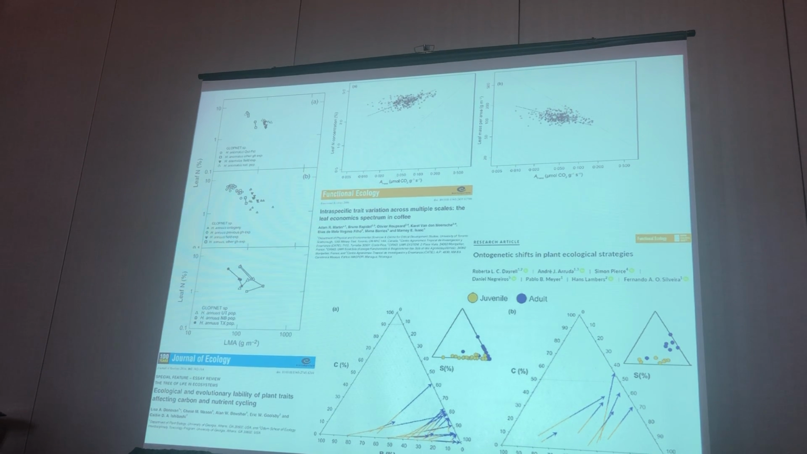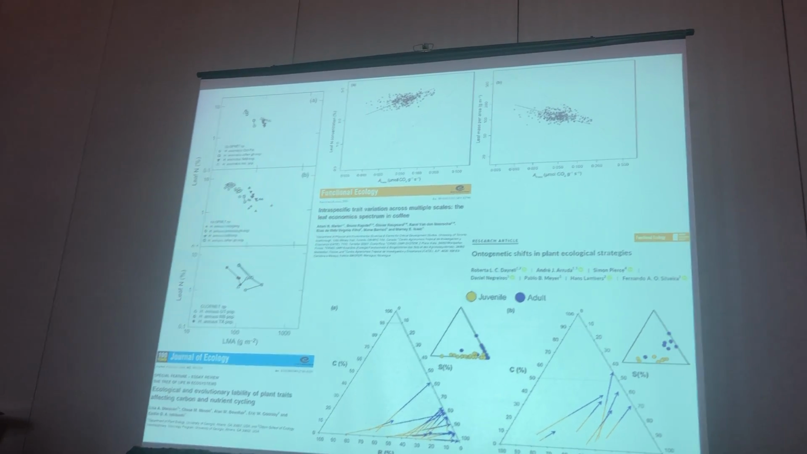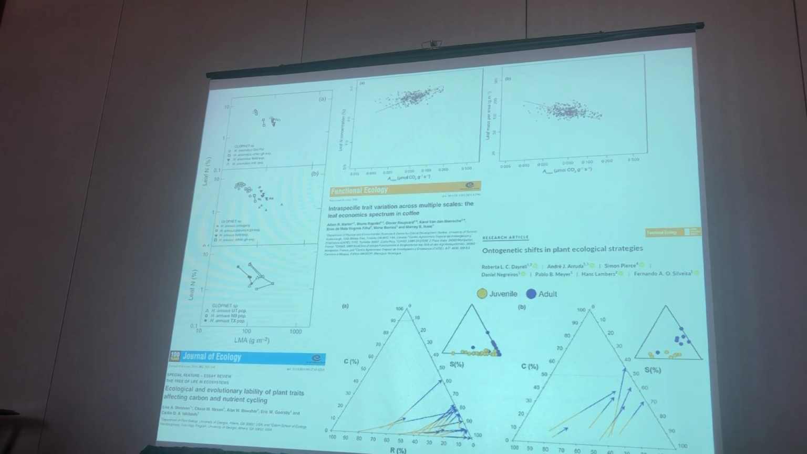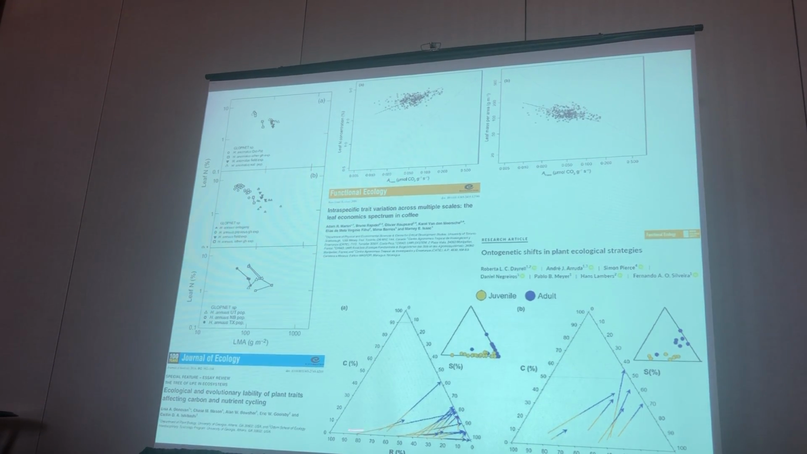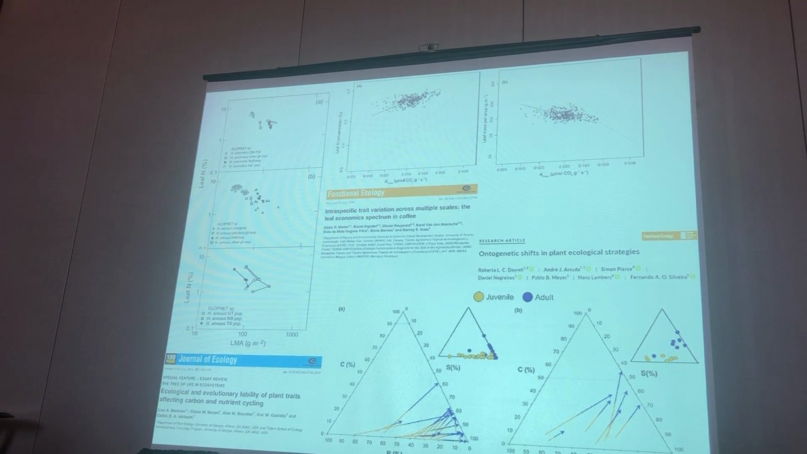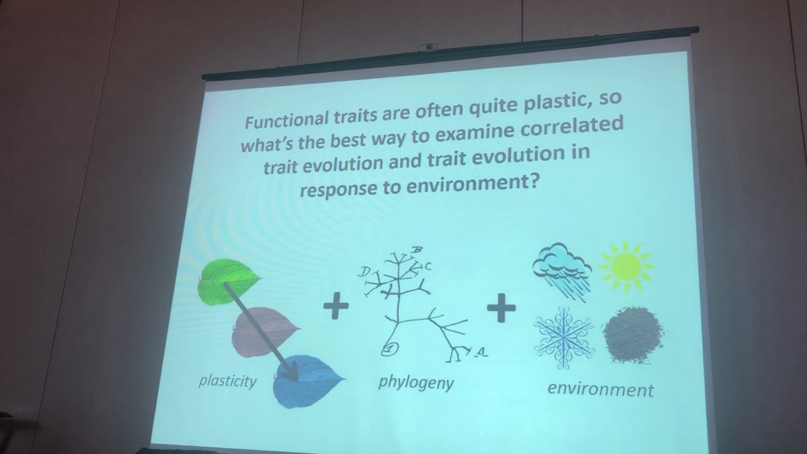Or this paper that came out pretty recently, Dayrell et al., looking at that quantitative CSR, let's assign species to strategies. Here are juveniles versus adults from a particular environment. Look how much movement there is with ontogeny within individual species. So clearly there's another scale going on here that we need to be thinking about.